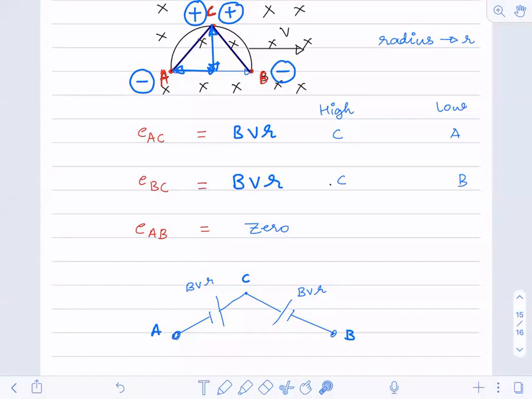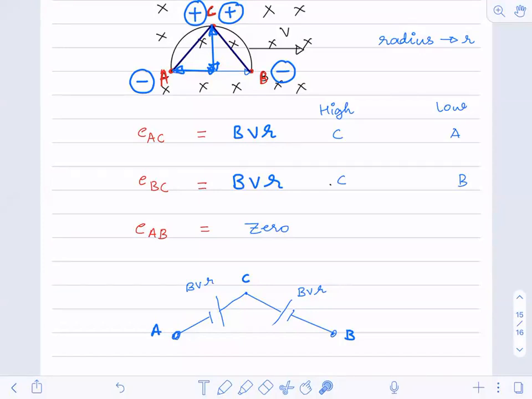Is this point clear to everyone? No, no, not plus BVR and minus BVR. It's not like that, Balaji. It's BVR only. It is the only way how you are connecting a battery.